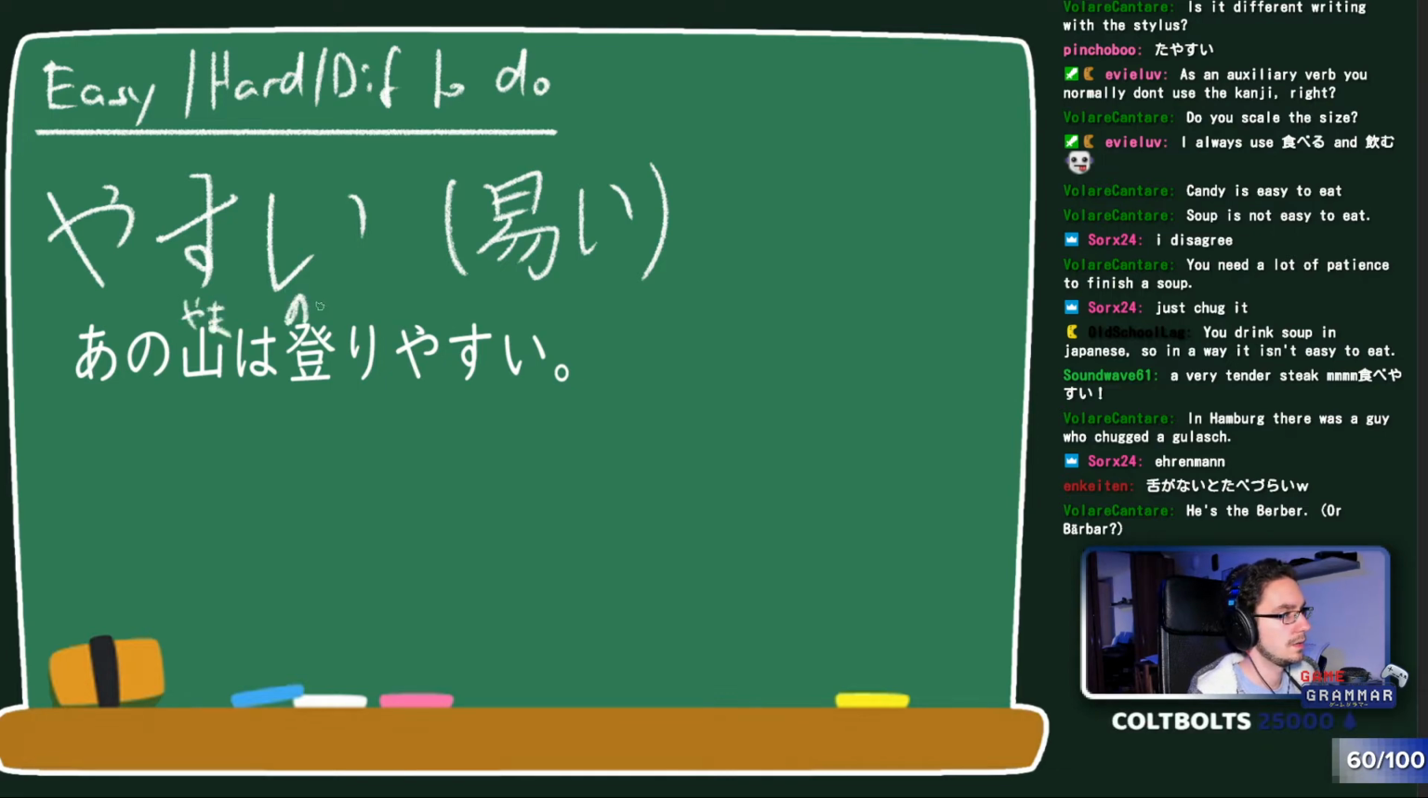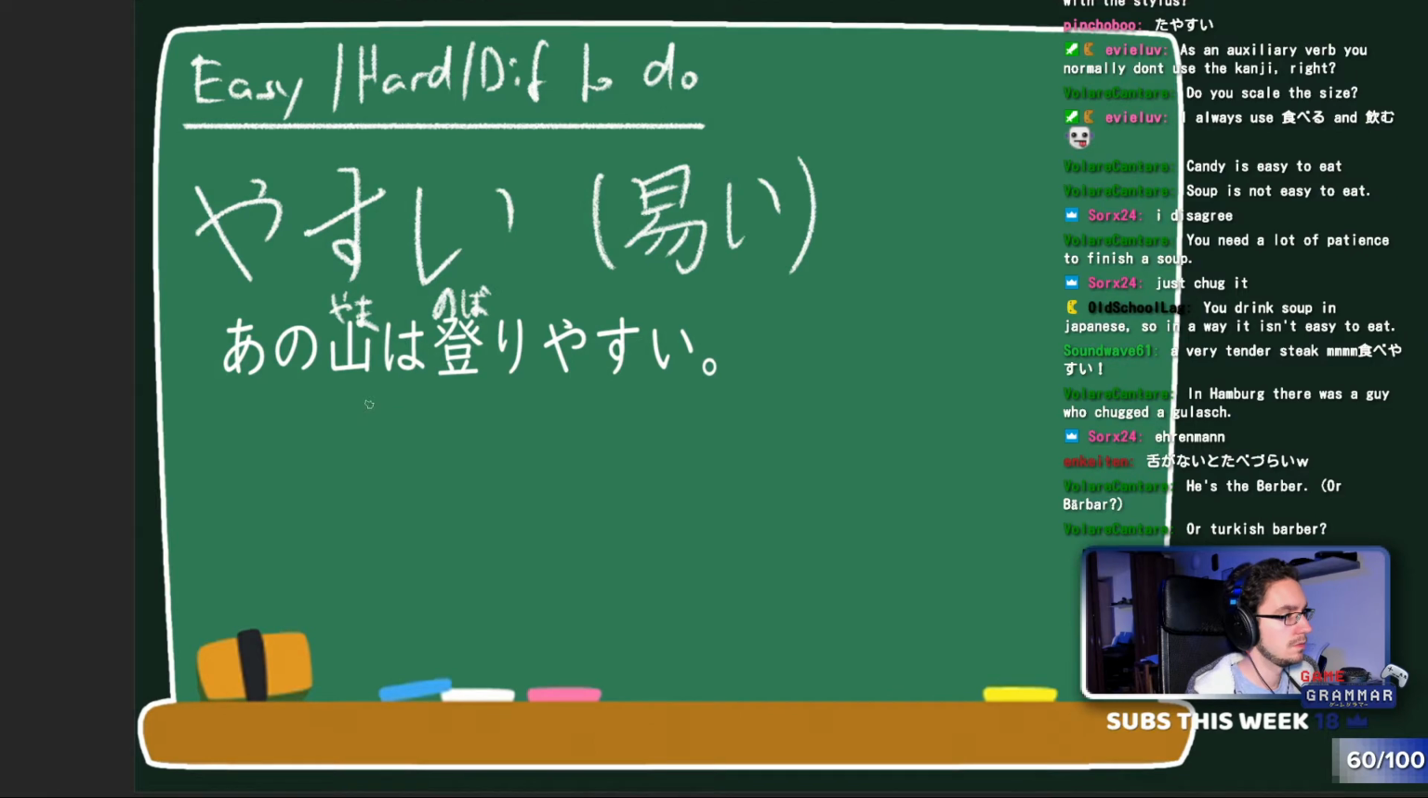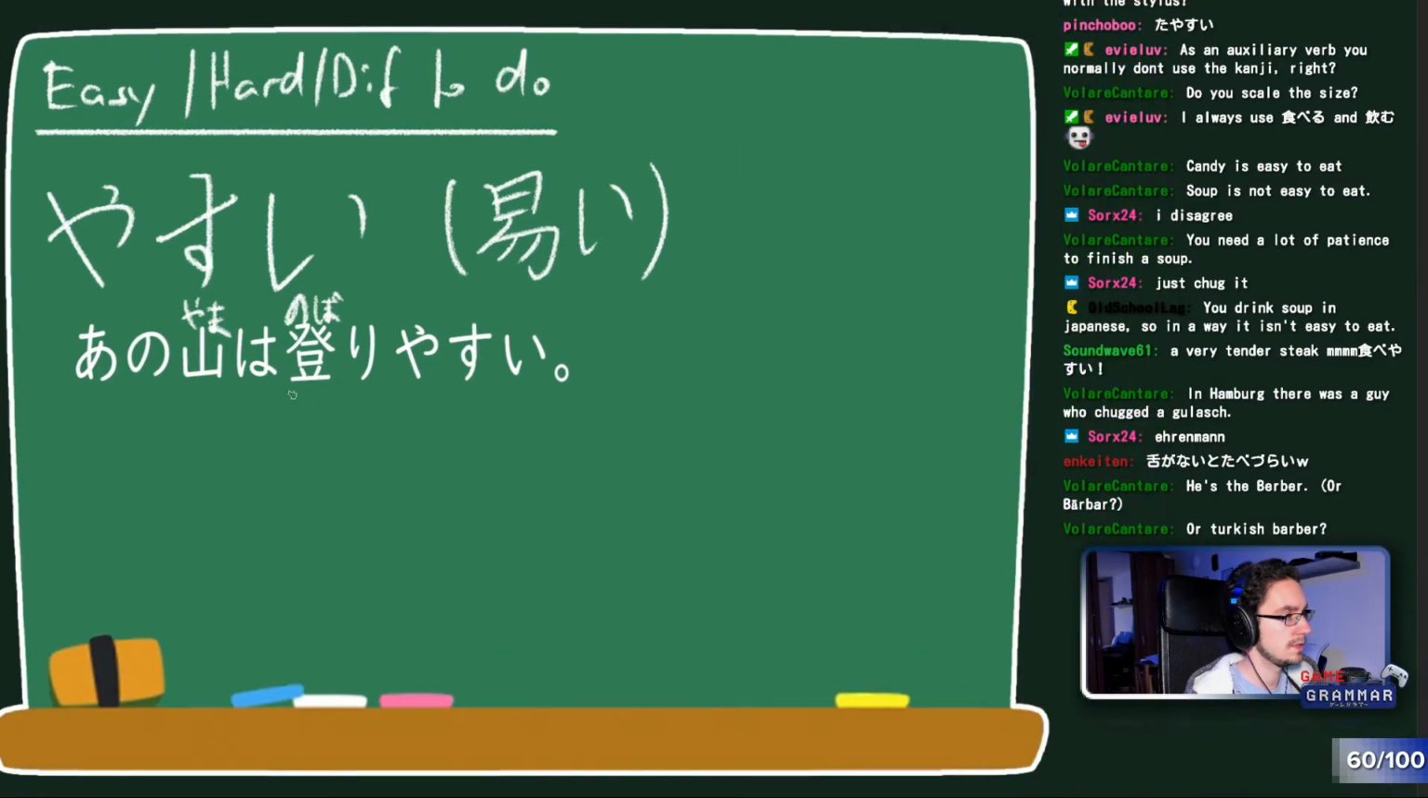山は登りやすい. Again, we have the masu stem here. Oops, keep hitting the F key. That's not really intended. We have the masu stem here. Nobori from noboru, which means to climb something, and yasui meaning that it's not hard to do. It's easy. So this mountain is easy to climb. Now let's see in which ways yasui basically behaves like an i-adjective. Well, it's pretty simple. It behaves like an i-adjective in basically every single manner that we could think of.